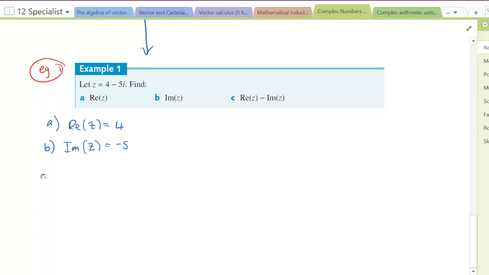Now when we look at C and we go real, subtract the imaginary, we're looking at 4 - (-5), or 4 + 5, which is 9. Okay, so it's as straightforward as that. If we need to pull out the real and imaginary components, we're just looking at either the real value or the value of the imaginary number.